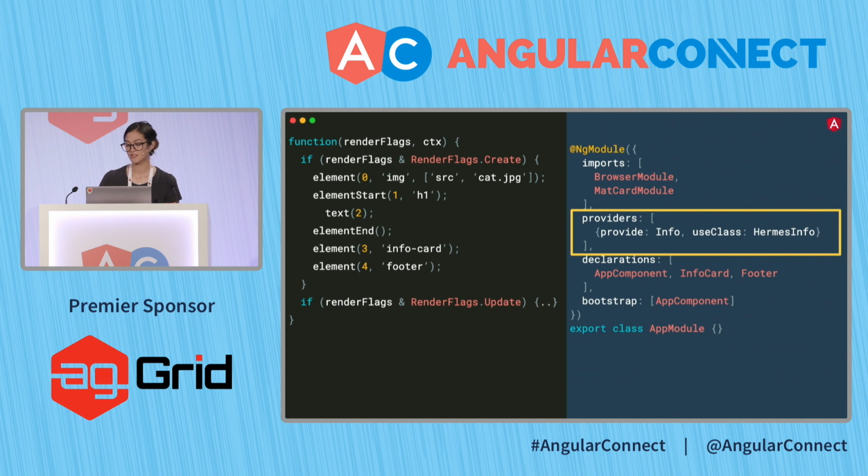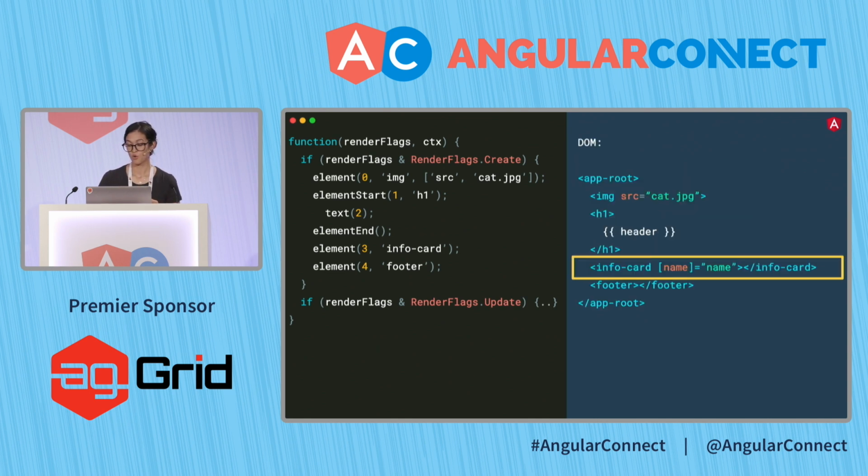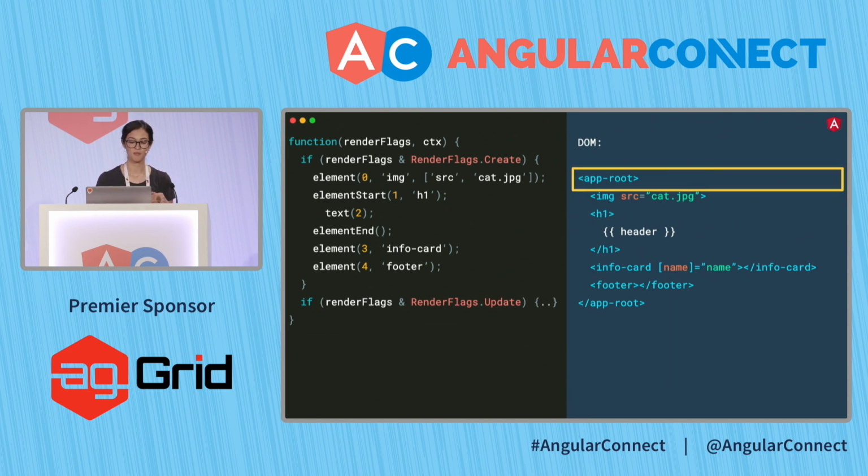OK, so for this info service provider in our example app, let's say that we provided it on the app module. So when we're creating the info card, we call directive inject, and directive inject will first check the node that we're currently on. So it'll check the info card node. And it'll try to see, OK, is there a directive injector here, yes or no? Is there a directive that's registering info service as a provider? No, there isn't. So then we'll move up to the next parent element that has a directive injector, which is going to be the app root element, which the app component is on.